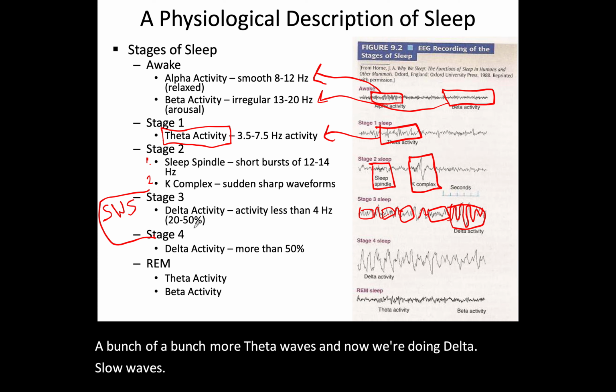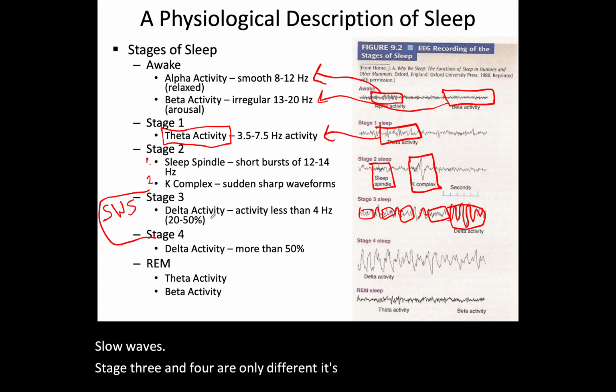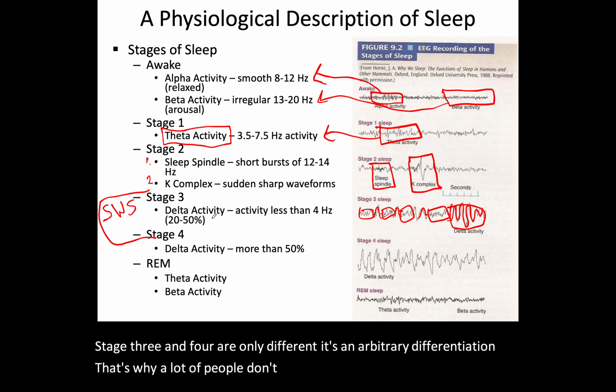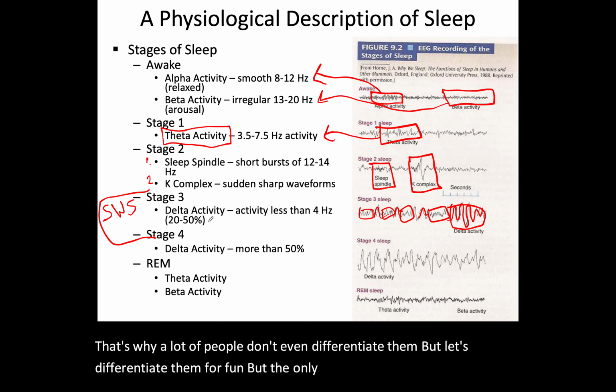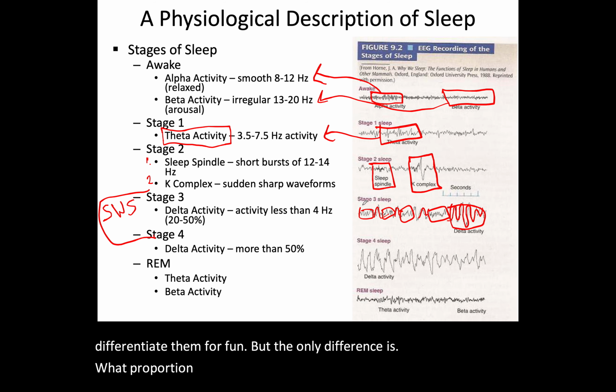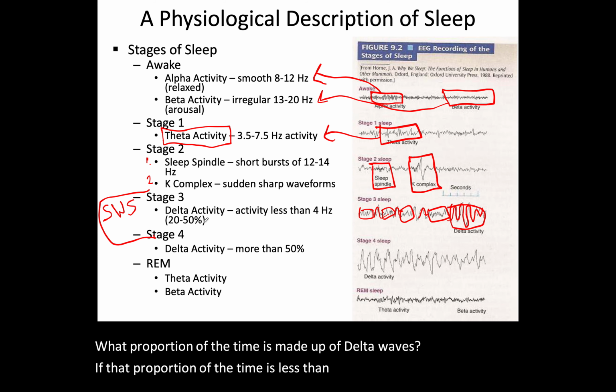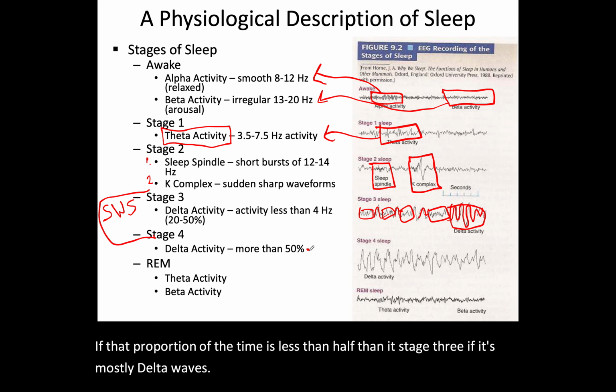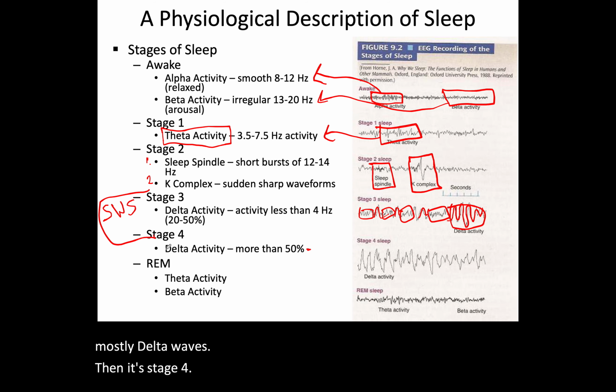Stage 3 and 4 are only different in an arbitrary way. That's why a lot of people don't even differentiate them. But let's differentiate them for fun. The only difference is what proportion of the time is made up of delta waves. If that proportion of the time is less than half, then it's stage 3. If it's mostly delta waves, then it's stage 4. But again, combined, stage 3 and 4 are slow wave sleep, characterized by delta waves.